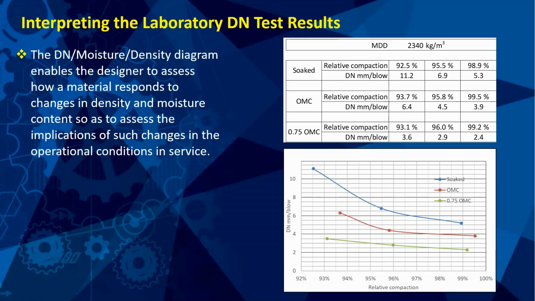Through comparison with the requirements specified in the DCP-DN design catalog for each pavement layer, the DN, moisture, and density relationship will enable the designer to determine the following. Firstly, whether the material is suitable for use in the pavement. Second, where in the pavement it can be used, based on an assessment of the anticipated long-term moisture condition in the pavement and the field density of the layer after compaction.